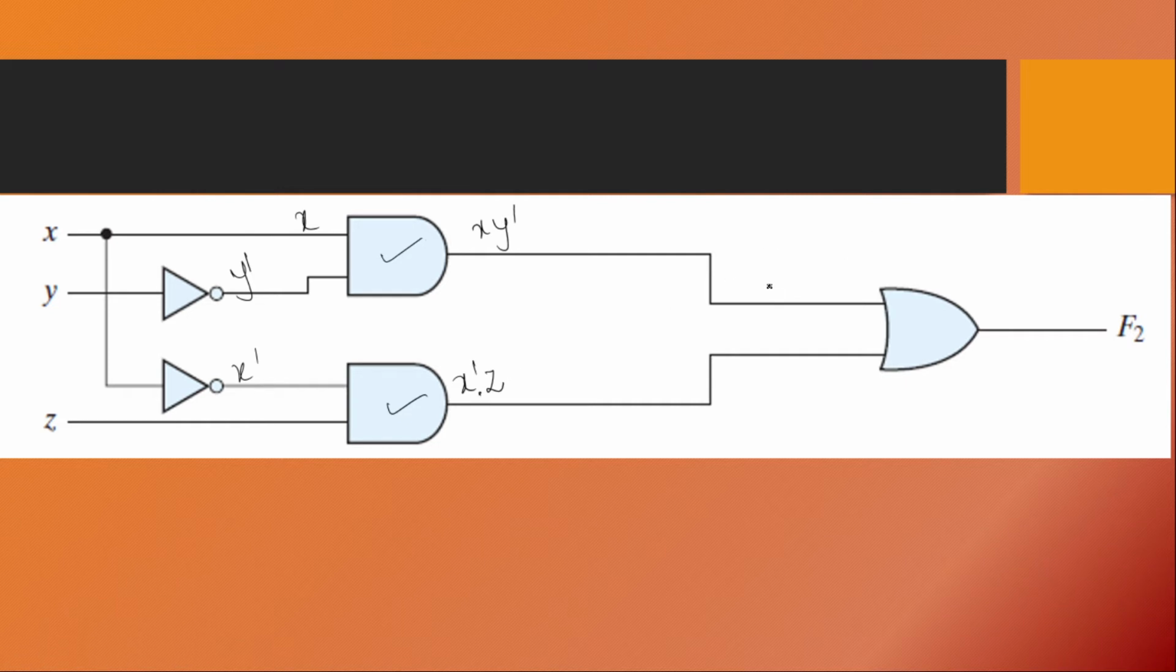So these two products are fed as an input to this OR gate. So finally the outcome of this OR gate is X, Y complement or X complement Z. So finally F2 can be represented as X, Y complement or X complement Z.